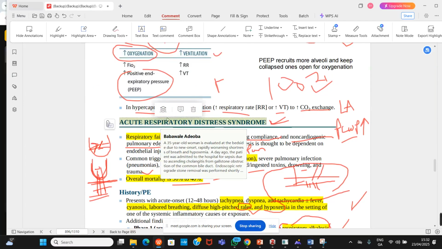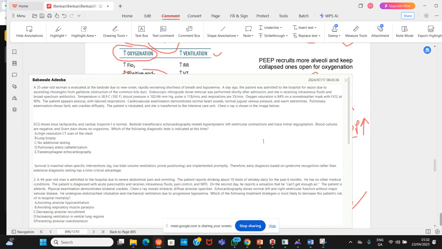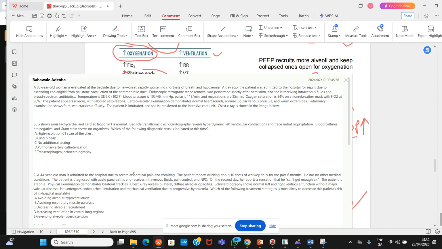A 28. Oh no, let me leave this. We've not got into this. Let me leave that. Should not be there. Let's see this.